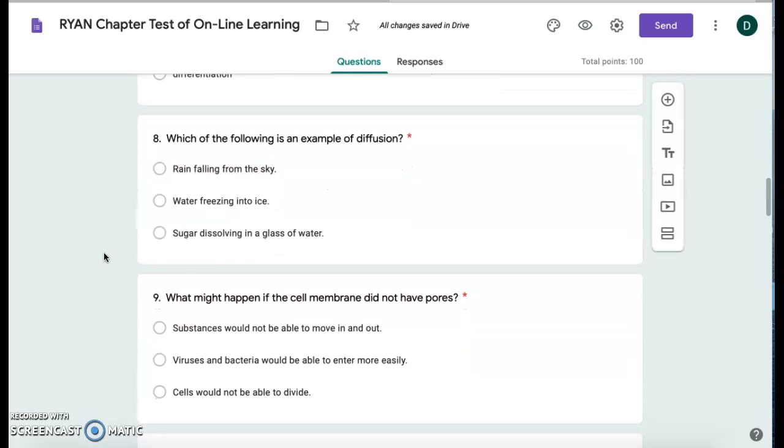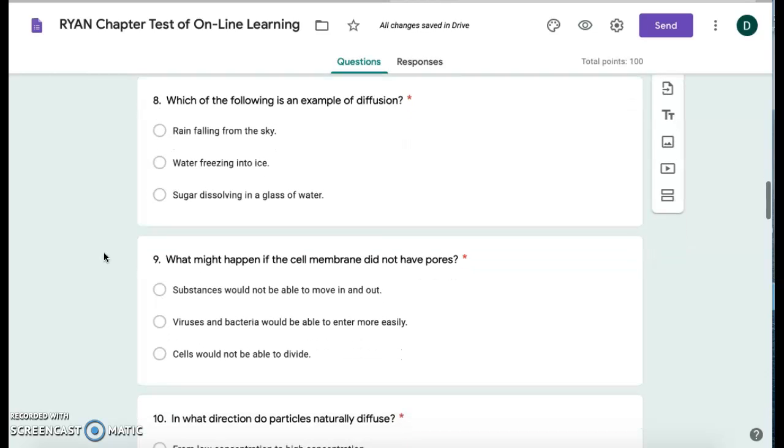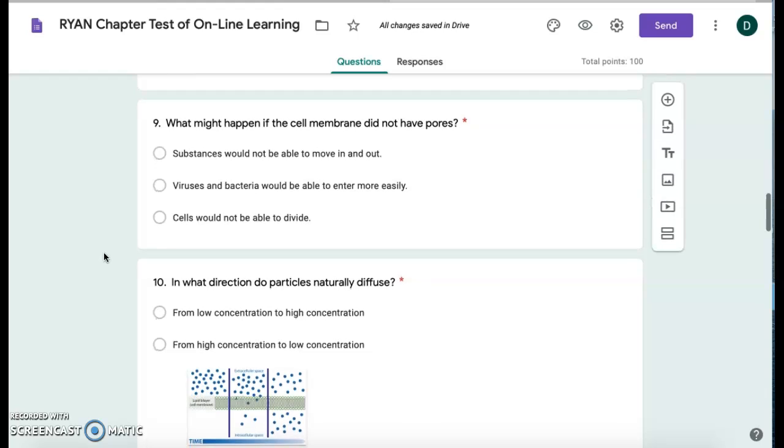Number 8. Which of the following is an example of diffusion? Rain falling from the sky, water freezing into ice, or sugar dissolving in a glass of water? Number 9. What might happen if the cell membrane did not have pores? Substances would not be able to move in and out, viruses and bacteria would be able to enter more easily, or cells would not be able to divide.